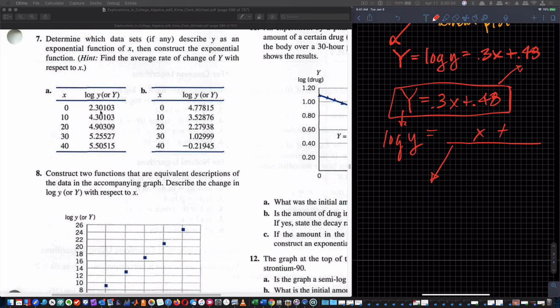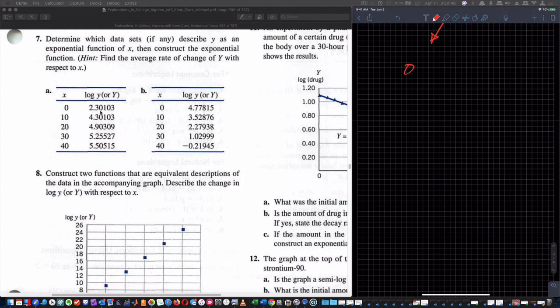So they've given us this table where we have 2.3, 4.3, 4.9, 5.2, and 5.5. And the change in x is plus 10, plus 10, plus 10, plus 10. So let me quickly write this down: 0, 10, 20, 30, 40. I can kind of draw it out for you so it's more clear.